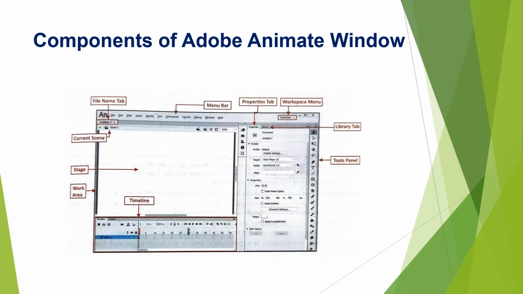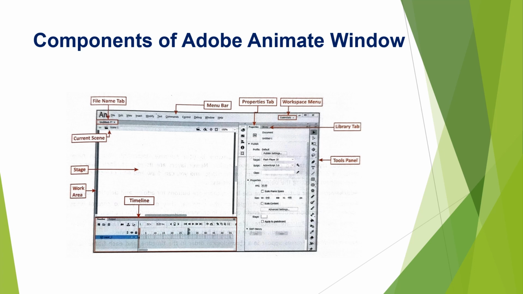Stage. The big white rectangle in the middle of your screen is called the stage. It is the area where you place text, images, and video while creating an Animate document. Work area. The area surrounding the stage is called the work area. Properties tab. It is used to view and edit properties of the current object. Library tab. It is used to organize and select symbols to add to your movie.